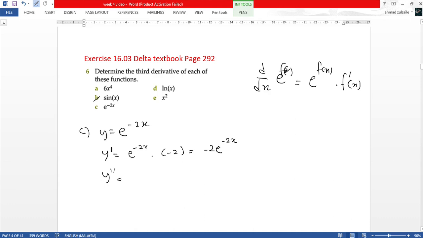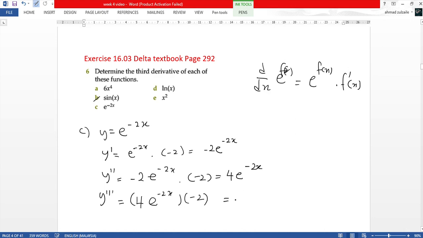Y double prime. Again, copy the question, it is very simple. And then differentiate the function negative 2. Simplify for exponent negative 2x. Triple prime. Copy again, it is very simple. You surely know how to copy, right? And then differentiate with power. So final answer will be negative 8 exponent negative 2x.